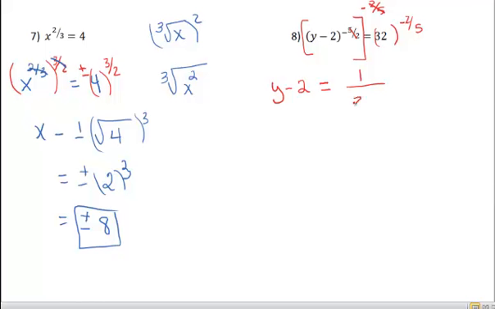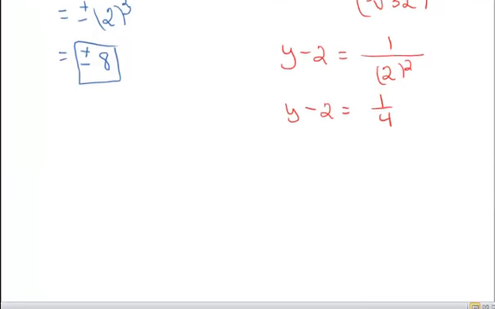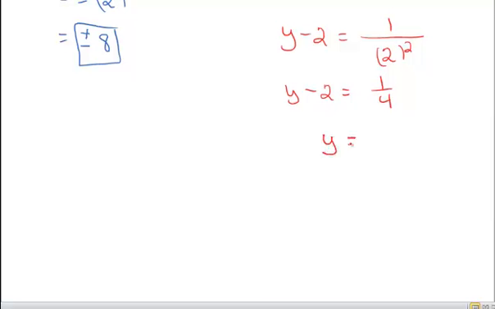Negative exponent means flip it over. And once you flip it over, the exponent becomes positive. So we have y minus 2 equals 1 over the 5th root of 32 squared. So y minus 2 is equal to 1 over the 5th root of 32 is 2, and 2 squared is 4. Now we add 2 to both sides, so y is equal to 1/4 plus 2.